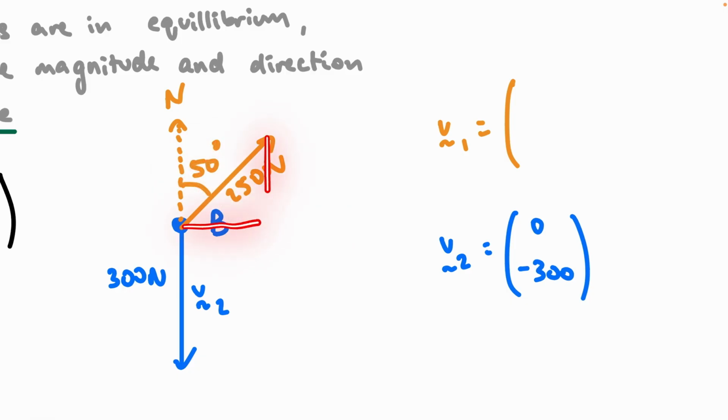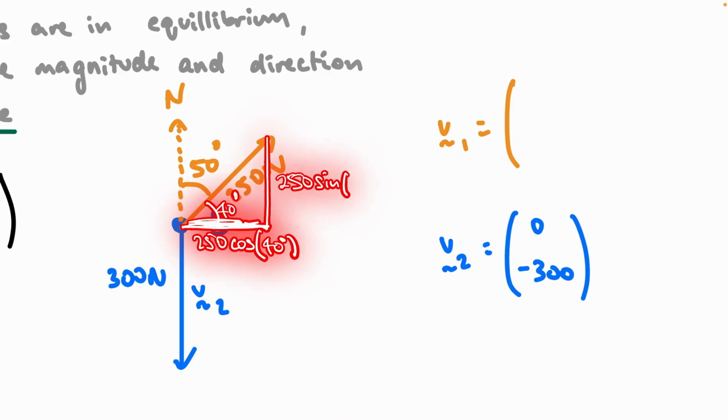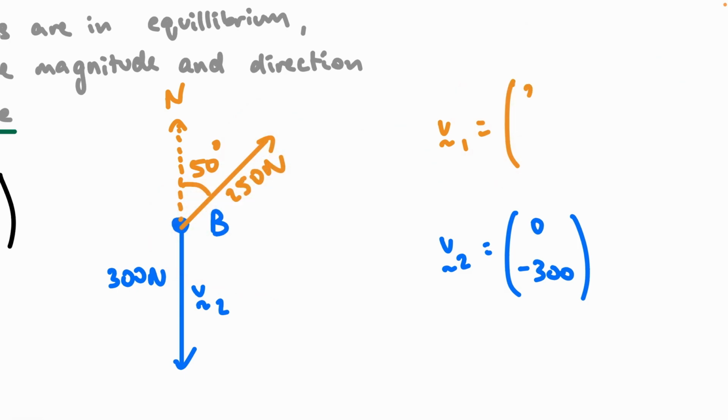Let me just clean it up. If this angle here is 40 degrees, you can simply say the base of the triangle is 250 cosine of 40 degrees, and the height is simply 250 sine of 40 degrees. And that's just using the unit circle and some basic trigonometry. You can derive this. But that's how we can easily get what the vector is going to be. So in this case, it's simply going to be 250 cosine 40 degrees, 250 sine of 40 degrees.